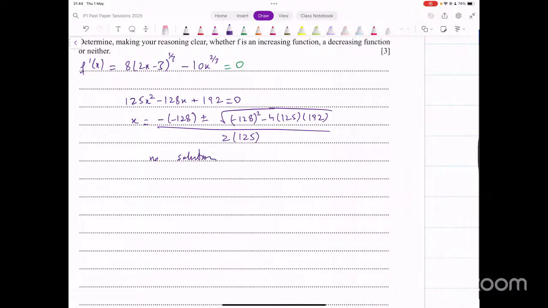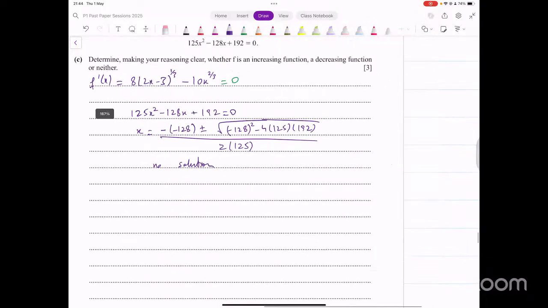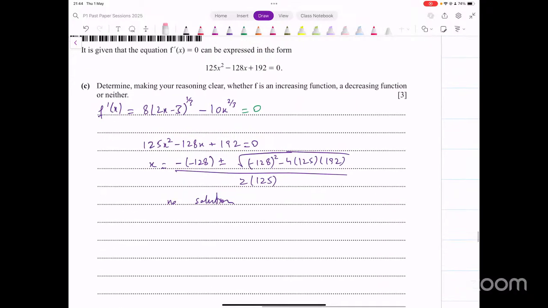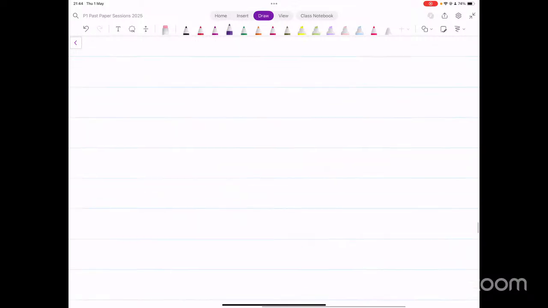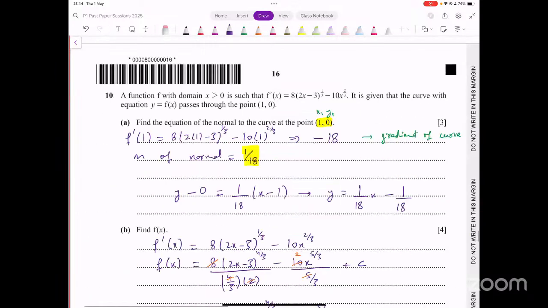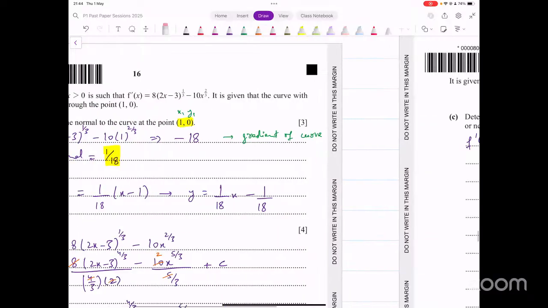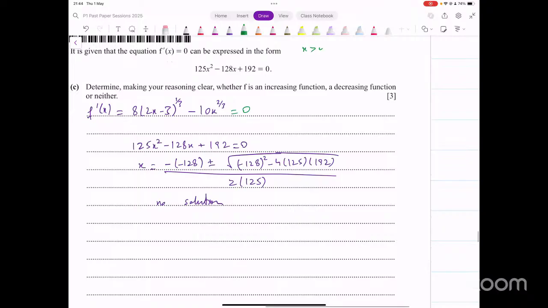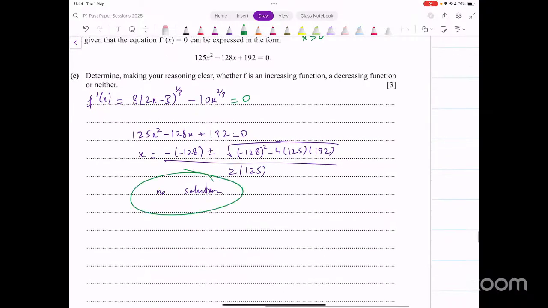Now, what does that mean? That means that the derivative is not equal to 0 at any point. The derivative is not equal to 0 at any single point, but that's possible. x is defined for all real values apparently here. Now, x is greater than 0, so for any value greater than 0, this derivative is never equal to 0. f dash of x is never equal to 0. Now, what does that mean?